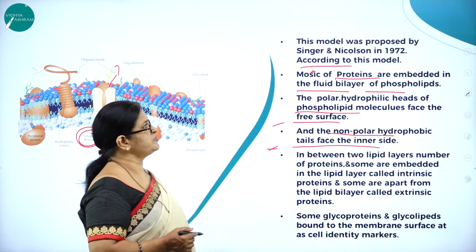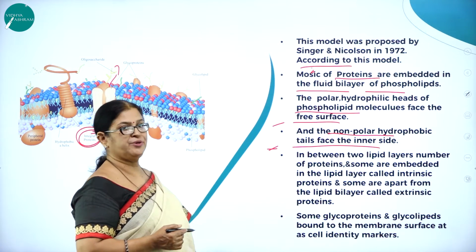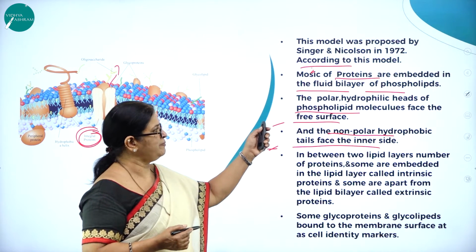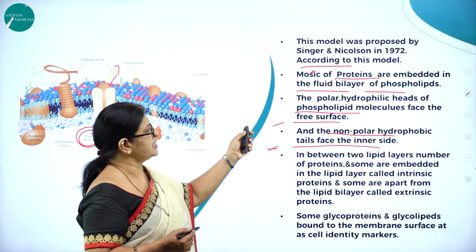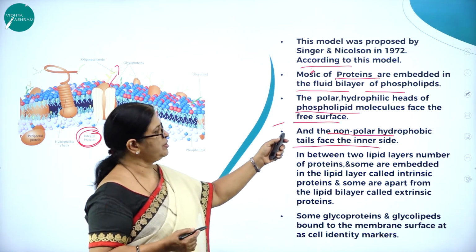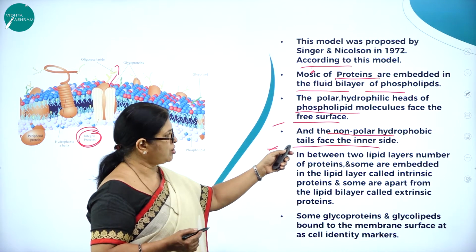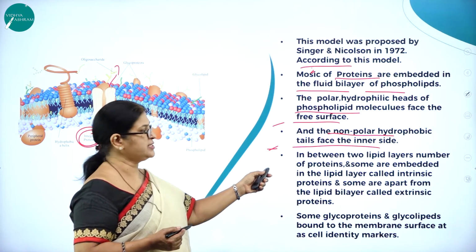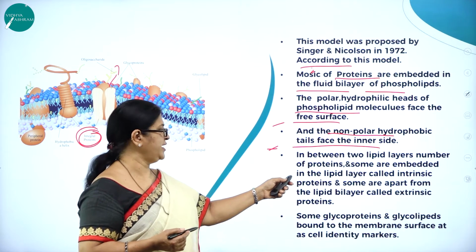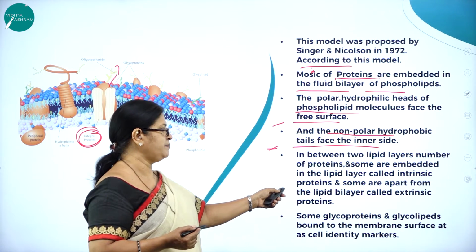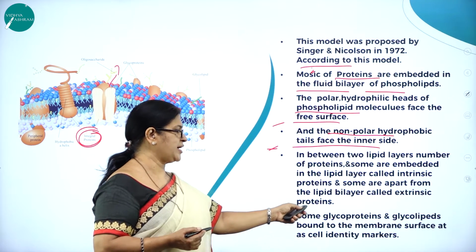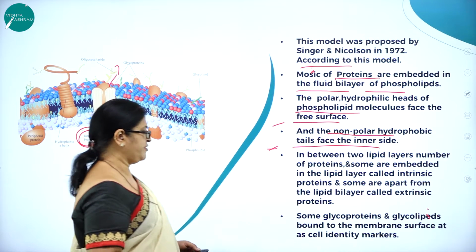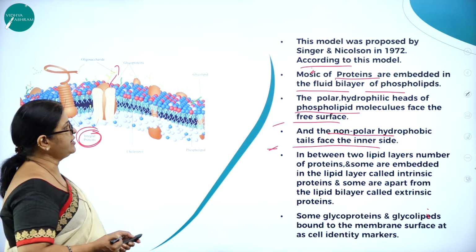This model was proposed by Singer and Nicholson in 1972, and according to this model, a mosaic of proteins is embedded in the fluid bilayer of phospholipids. The polar hydrophilic heads of phospholipid molecules face the free surface and the non-polar hydrophobic tails face the inner side. In between the two lipid layers are a number of proteins; some are embedded in the lipid layer, called intrinsic proteins, and some lie apart from the lipid layer, called extrinsic proteins. Some glycoproteins and glycolipids are bound to the membrane surface as cell identity markers.